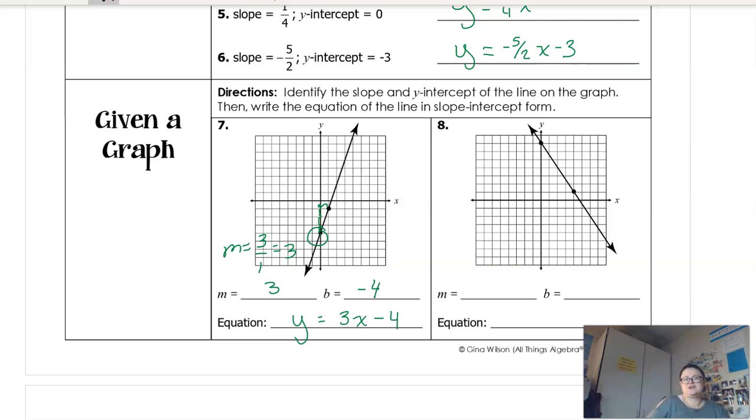All right, so let's try this next one. Go ahead and hit pause. If you think you know how to do this, hit pause and see if you can do it by yourself.